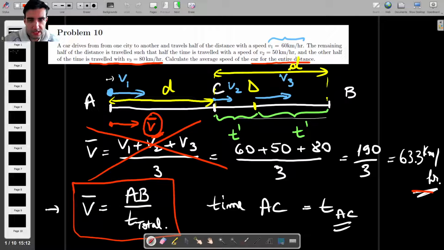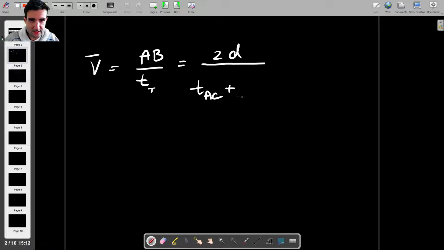Now, the time taken from C to B, the question tells us that we can think of it as being split in two equal times, and both times are traveled with V2 and then V3. So what I'll then say is that the total time is TAC plus 2 times T prime. So the numerator gives us the total distance, the denominator gives us the total time.